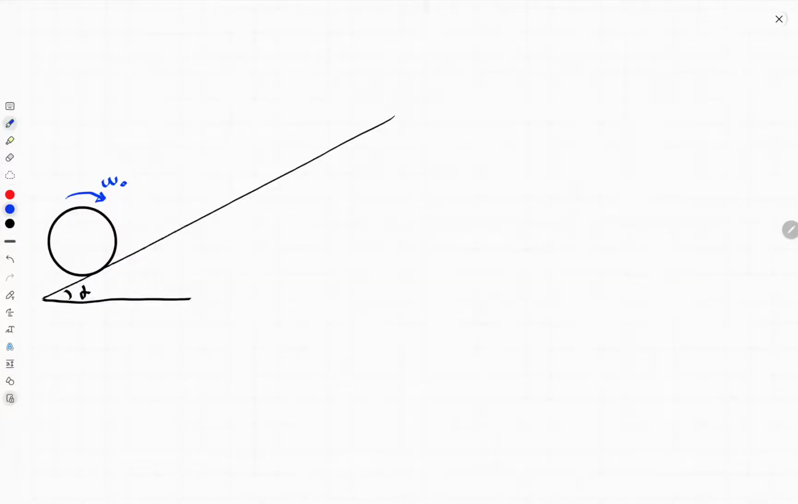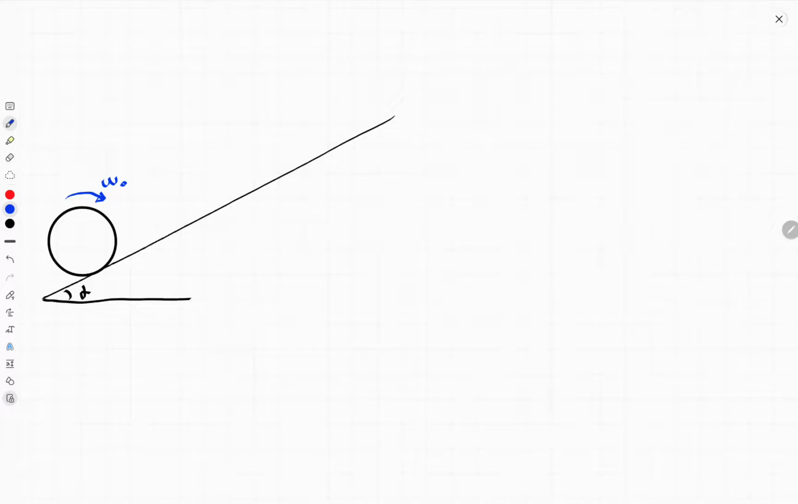So here we have a cylinder initially rotating with angular velocity omega 0, and it was placed on an inclined plane as shown in this figure. The inclination angle is alpha. We should find the time when it will reach its maximum height.